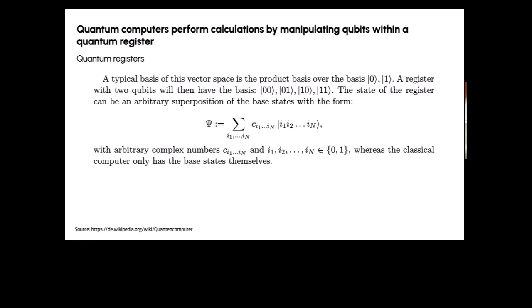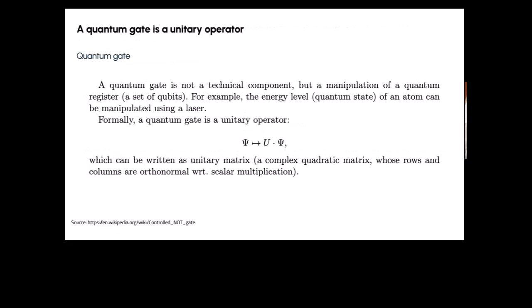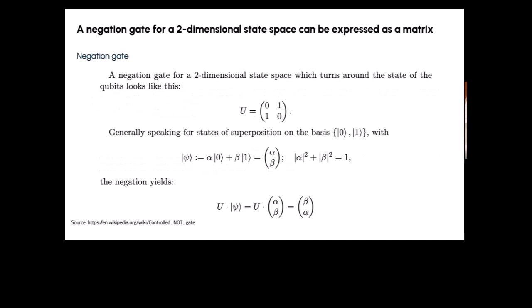And this state is like a big Schrödinger wave, which is a linear combination of those base states. This is an entanglement of 2 base states. And this is the quantum gate. Unlike here, where we have a Boolean table that represents what the logical gate does, the quantum gate is like a matrix multiplication.